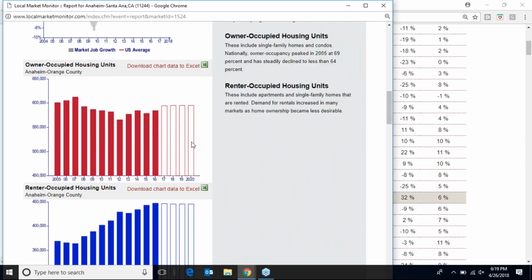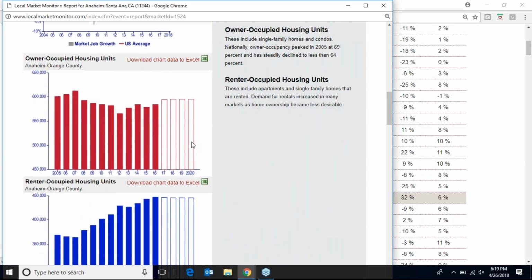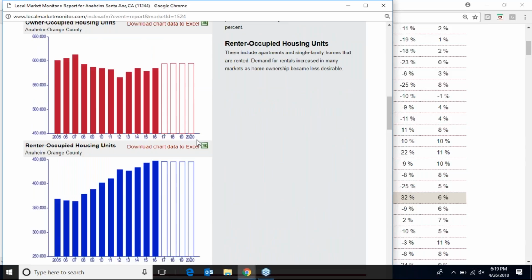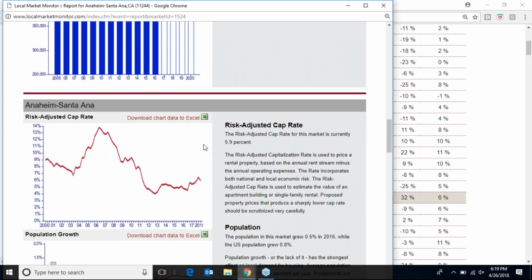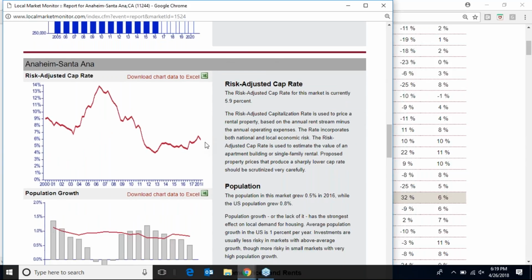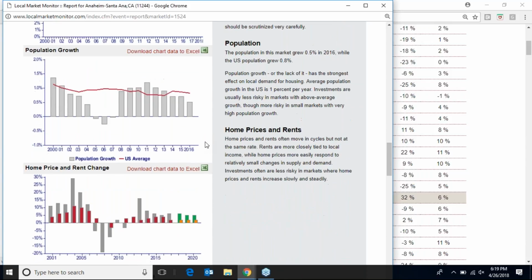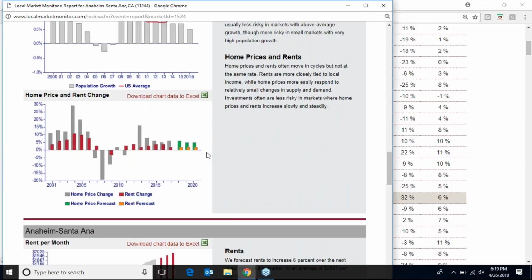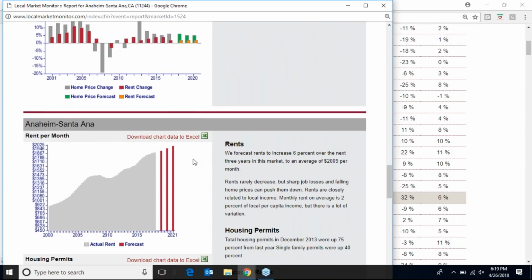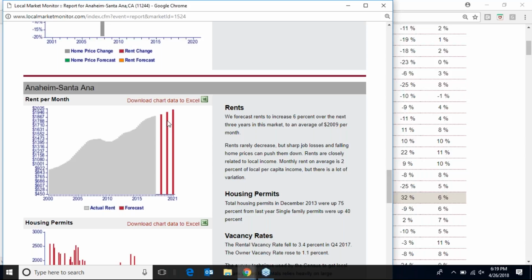Additionally, you can see the housing units. These are owner and renter occupied housing units. Again, these are included in all 300 plus markets that we cover. We also do a cap rate for the market, population growth, rent and home price change, and those are shown on the same graph here side by side. The rent per month in dollars, and also these are forecasts. So as you notice as you go through the market report, all the numbers to the right here are the forecasted values. They have 1, 2, and 3 year forecasts.